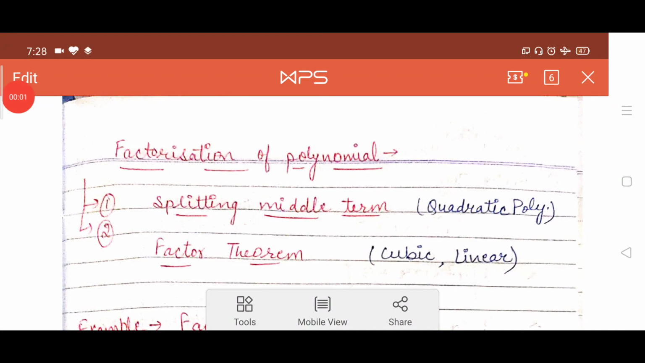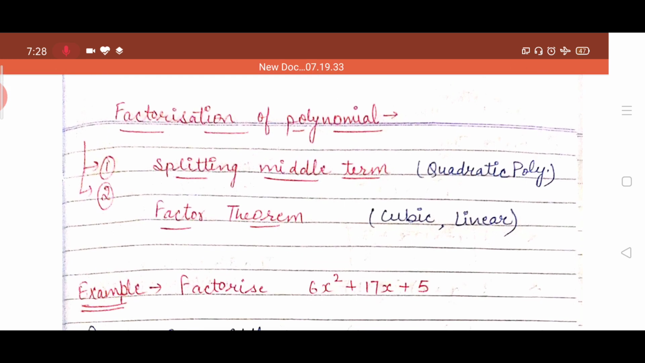Good morning, students. Today our topic is factorization of polynomials. First of all, see that there are two methods to factorize any polynomial. First is splitting the middle term, that means you have to split the middle term into two factors. You use this process in quadratic polynomials, and the second method is the factor theorem. You use the factor theorem method in cubic and linear polynomials.